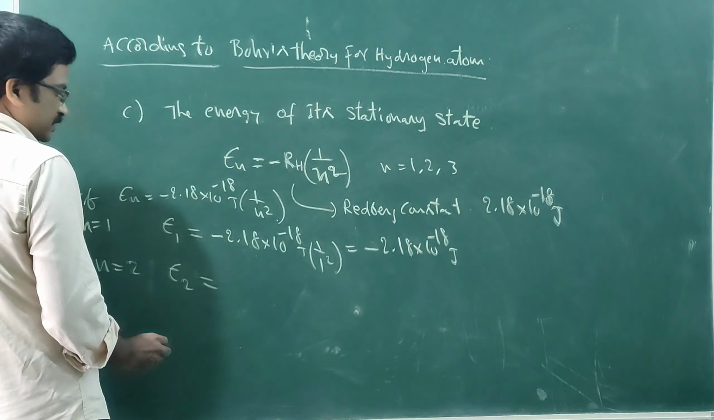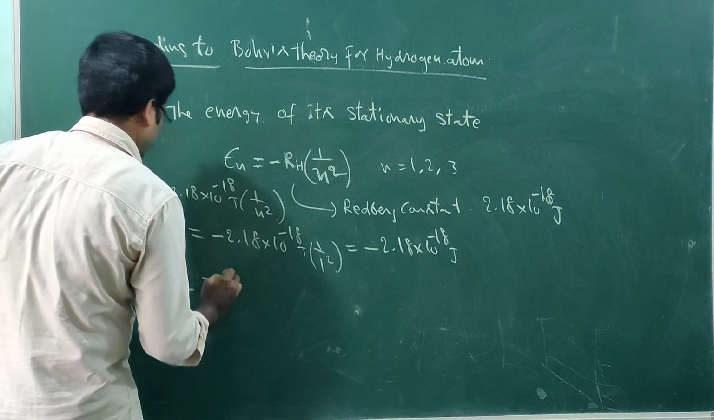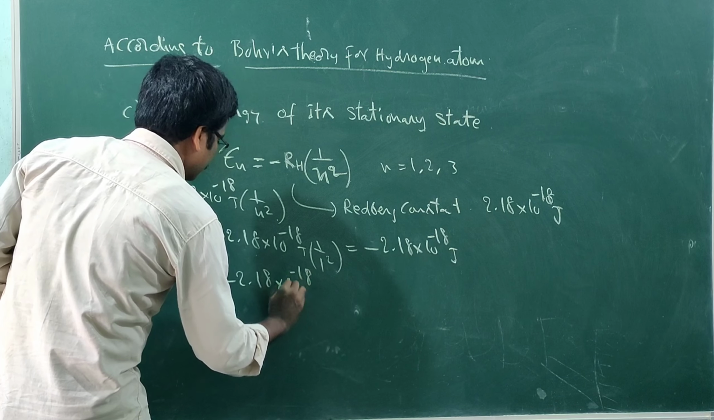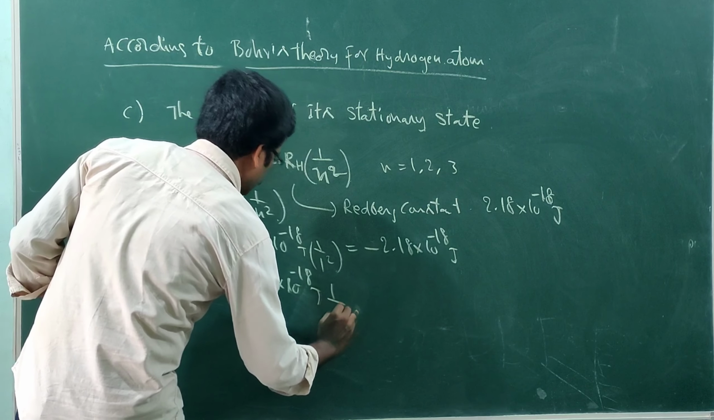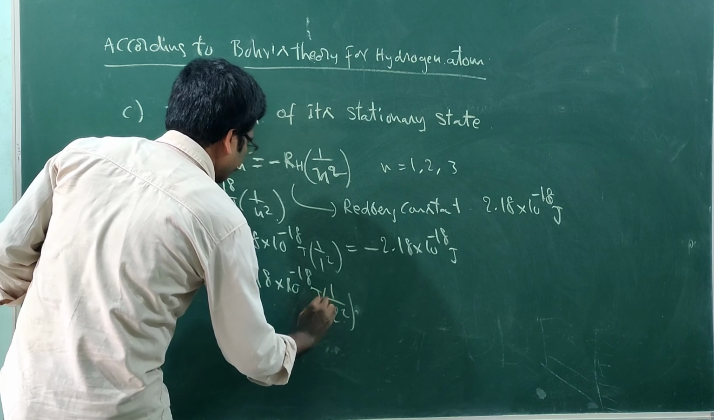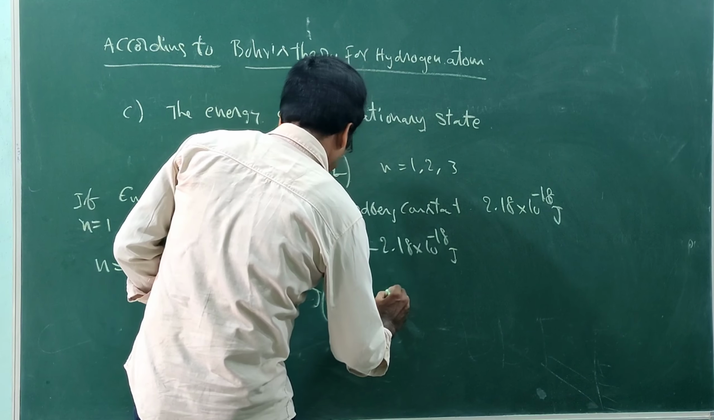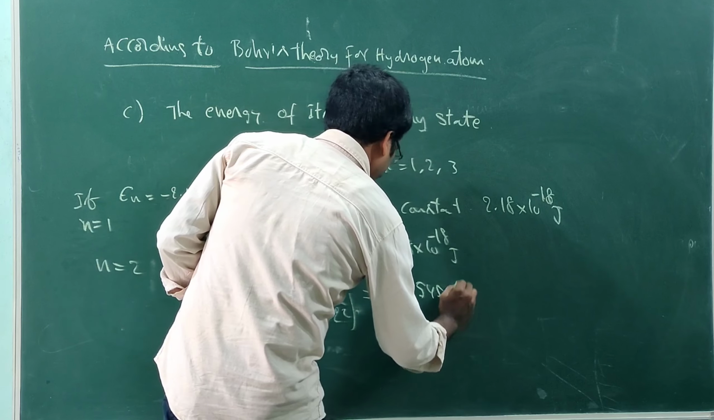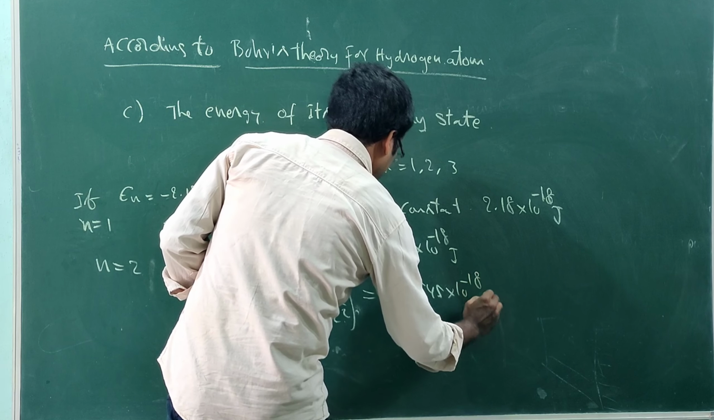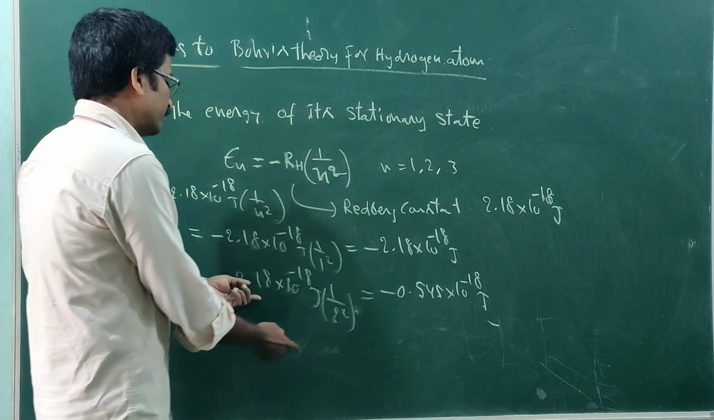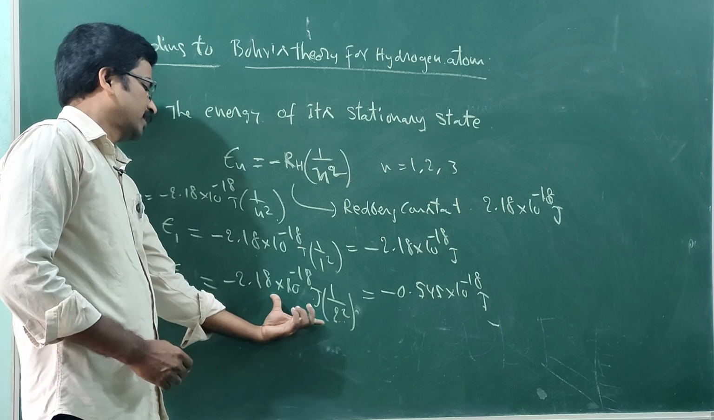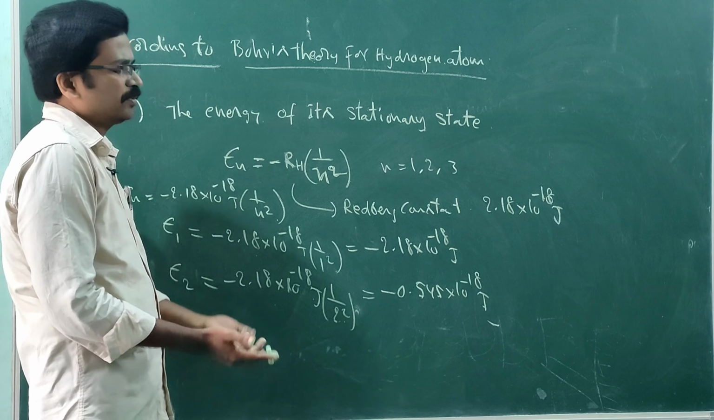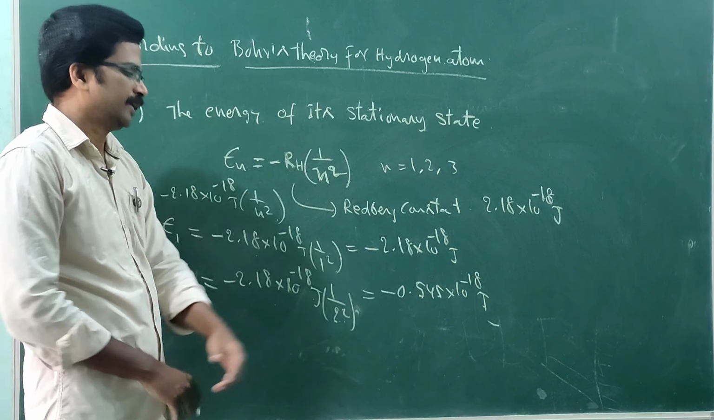If n is equal to 2, we may write like this, and then substitute the value 2 here. Then you get 10 to the power of minus 18 joules and 2 square. Then what you get is minus 0.545 into 10 to the power of minus 18 joules on calculation by 4. Simply, 2.18 by 4 means about 0.545.